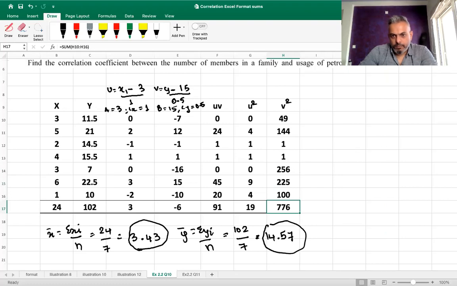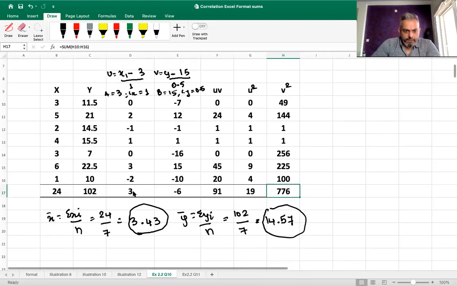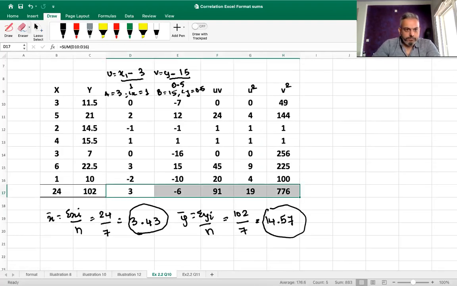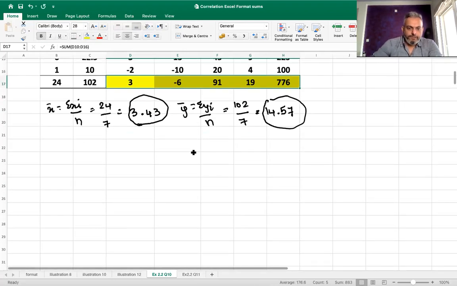Now we have all the required values. We write the formula.